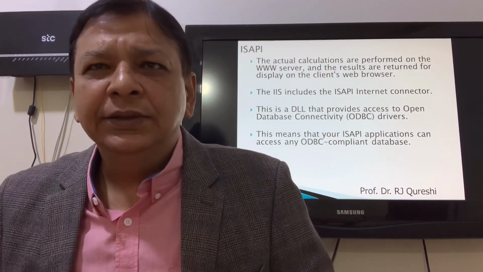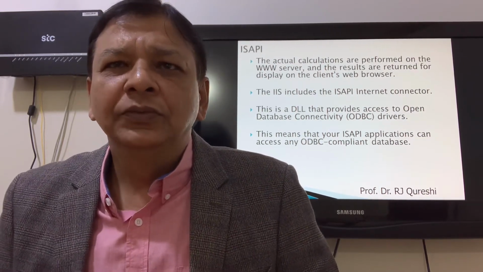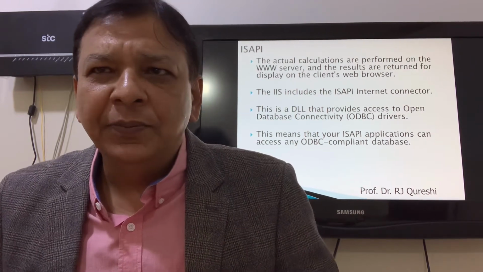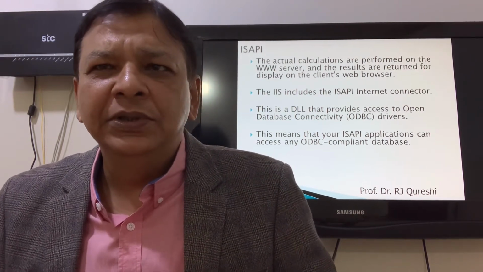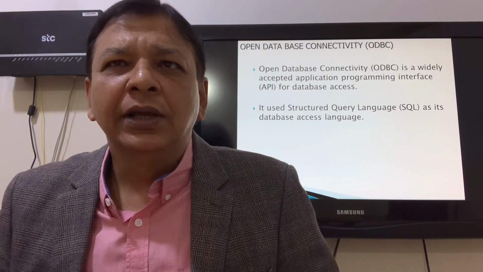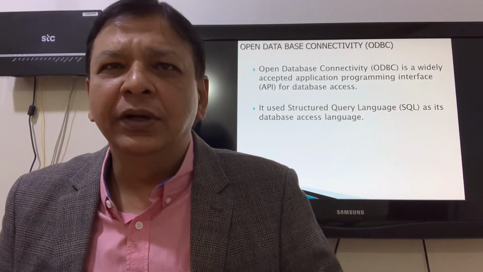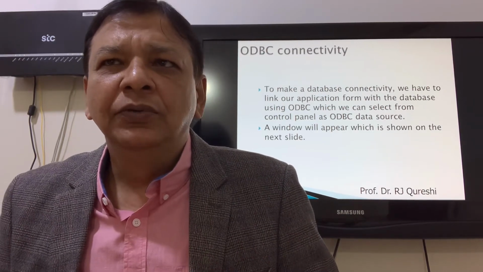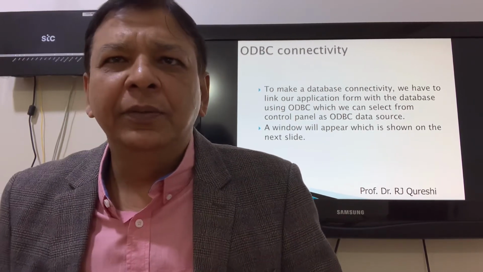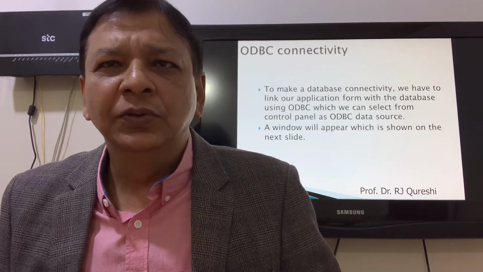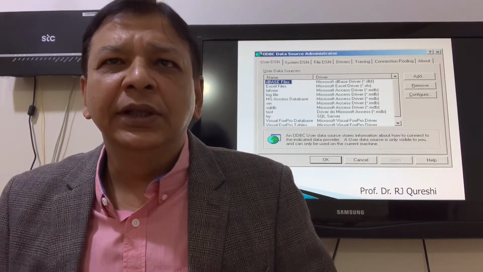For database access, we have ODBC, Open Database Connectivity. IIS API applications can access any ODBC compliant database. ODBC is an application programming interface for database access. It uses Structured Query Language. To make a database connection, we have to link your application to the database using the ODBC data source, through the ODBC Data Source Administrator in the administrative tools.